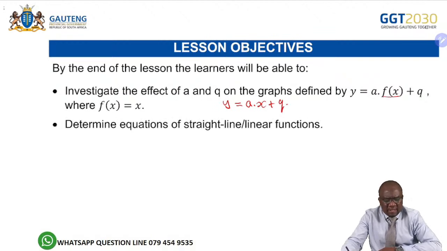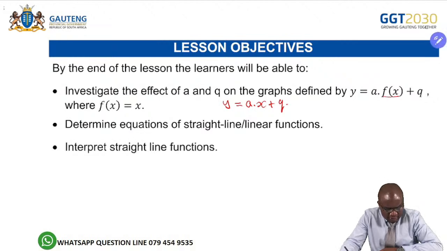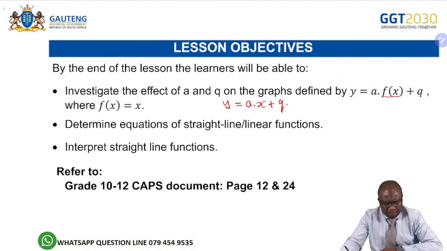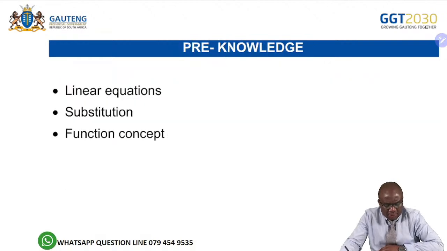Right, we're going to find the equations of a straight line or the linear function. These functions have names. So the straight line function is called what? The linear function. And then we're going to interpret straight line functions. Now our pre-knowledge: we're going to use our knowledge about linear functions, substitution, the function concept, and also simultaneous equations.